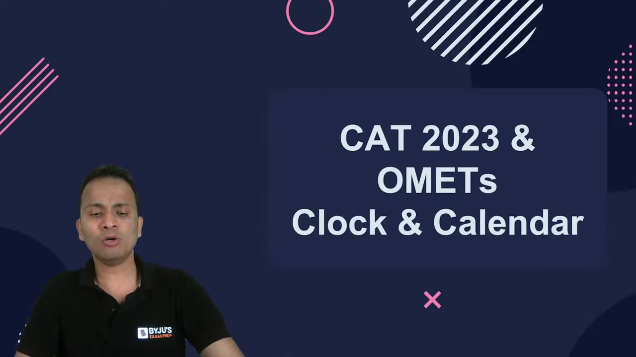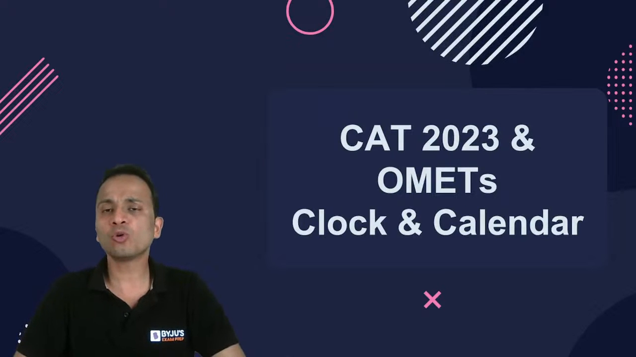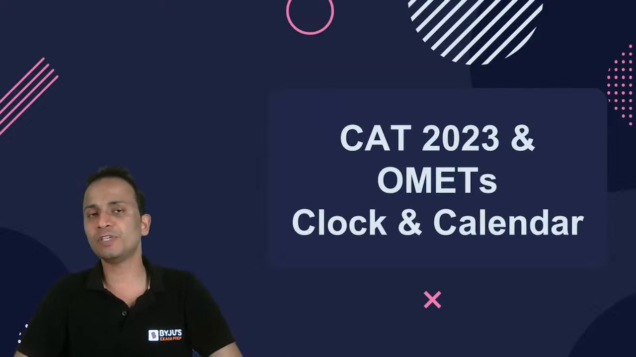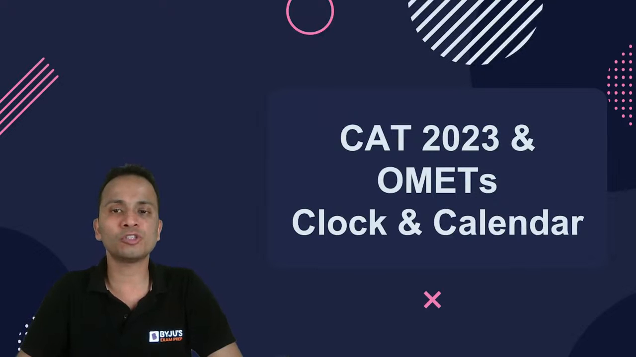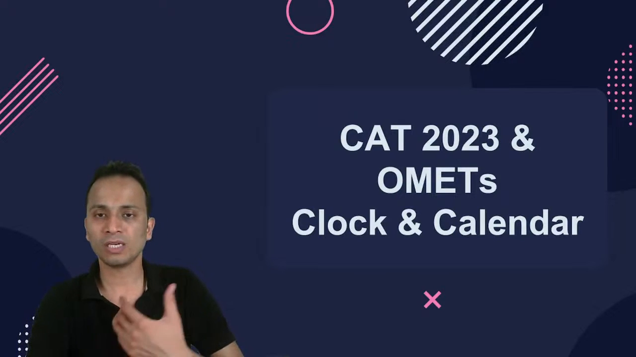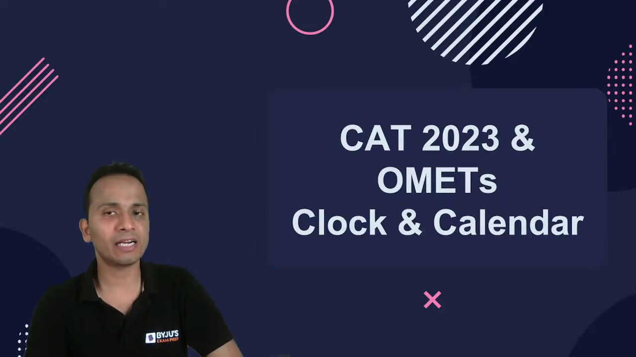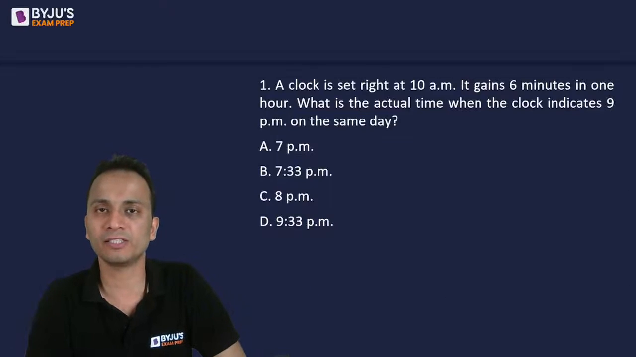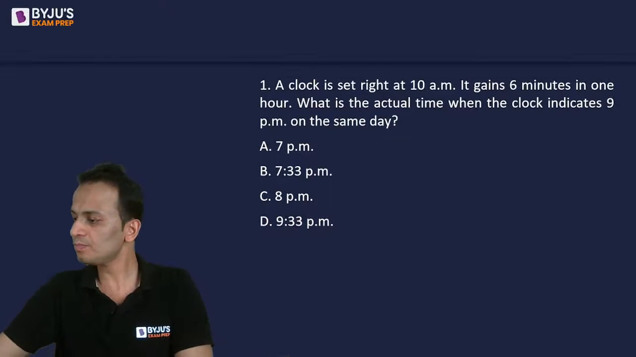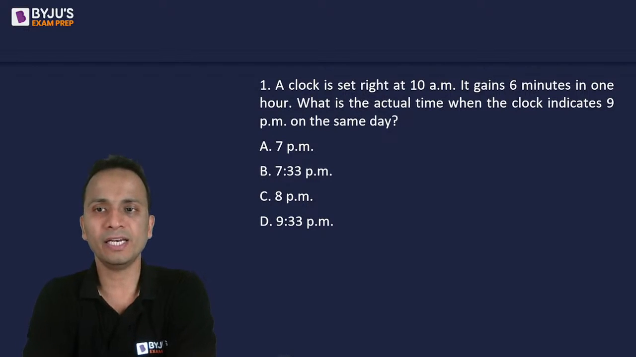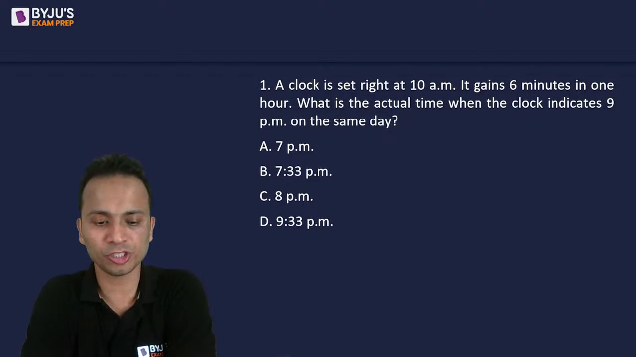I have taken a total of 10 questions, five of which are based on clocks and five on calendars. So we'll begin with the questions from clocks first. The first five questions will be on clocks and the later five will be based on calendars, right? So the first question on your screen now. Without any delay, let us start solving these types of questions.